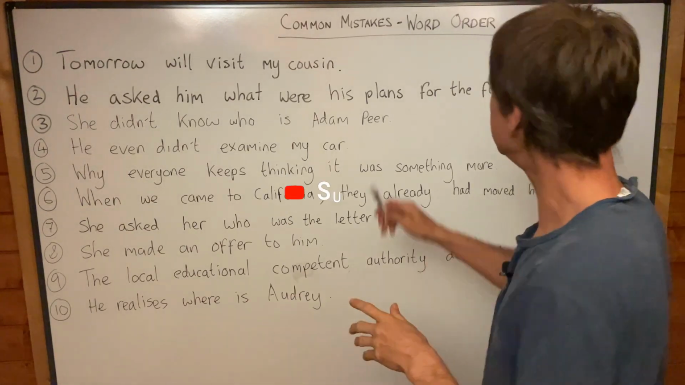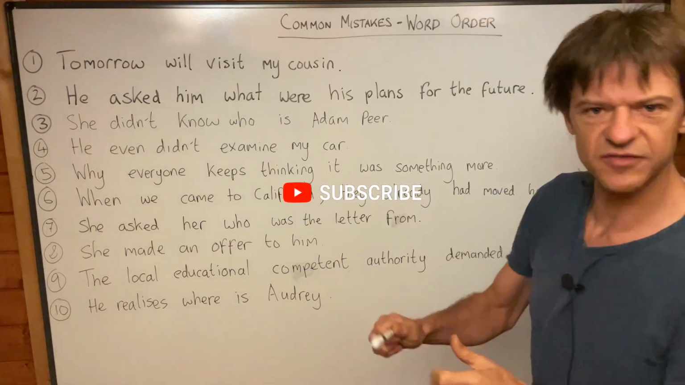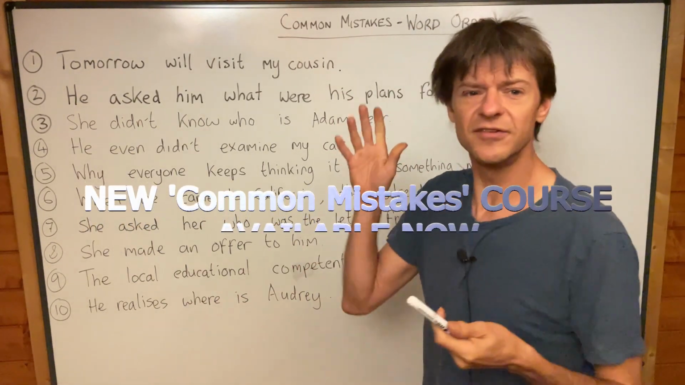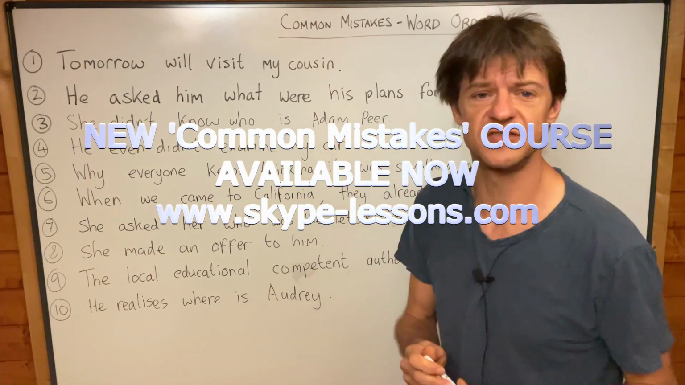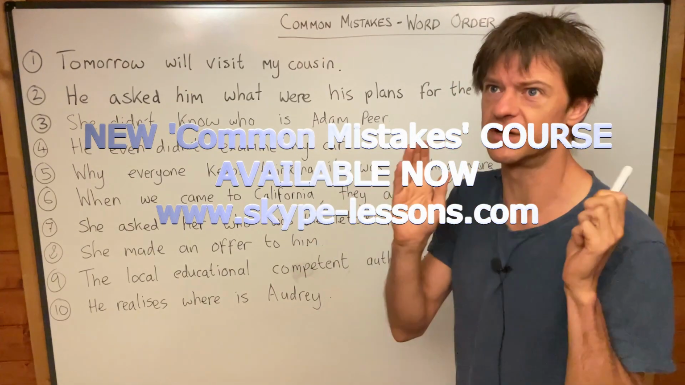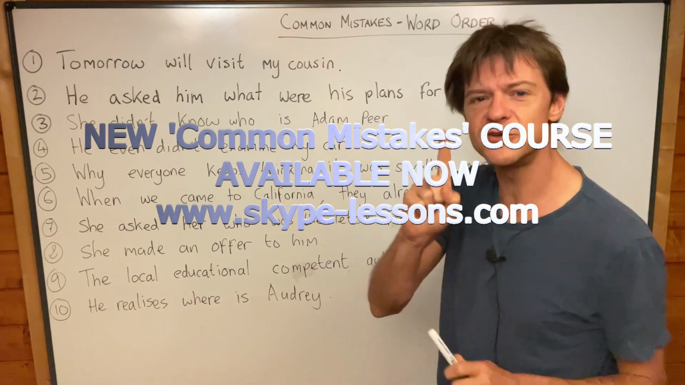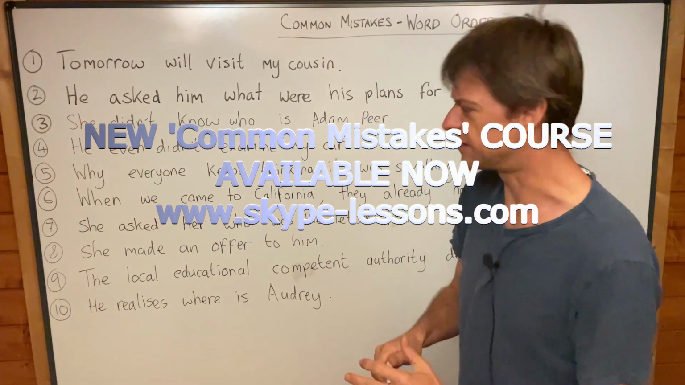Okay, 10 more mistakes with word order. And I hope you can see that these are actually very similar to some of the mistakes we've already covered. So really, we are revising. When we look at different mistakes which are still the same mistake, we're revising, we're repeating, we're making sure that we don't forget the previous mistakes.